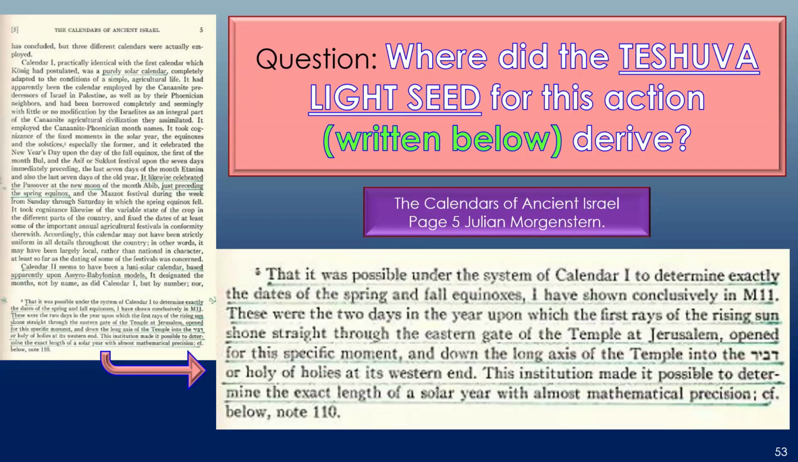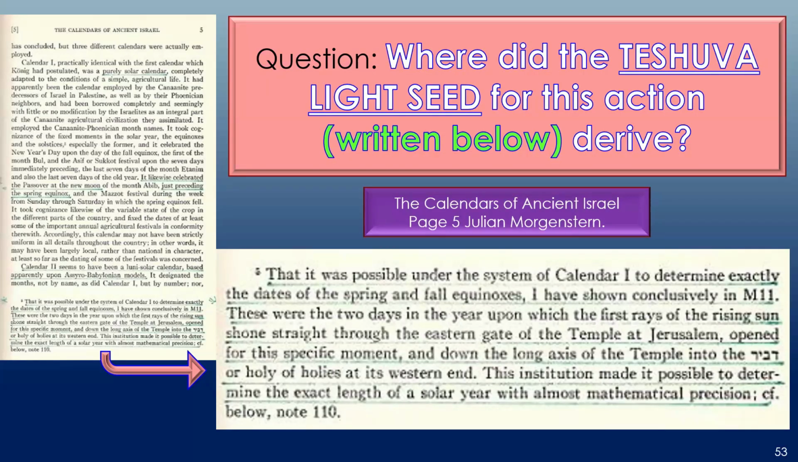Continuing, these were the 2 days in the year upon which the first rays of the rising sun shone straight through the eastern gate of the temple at Jerusalem, opened for this specific moment, and down the long axis of the temple into the Holy of Holies at its western end.